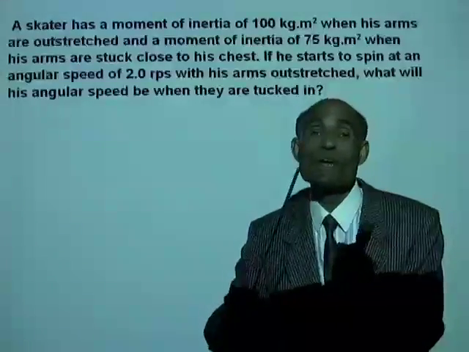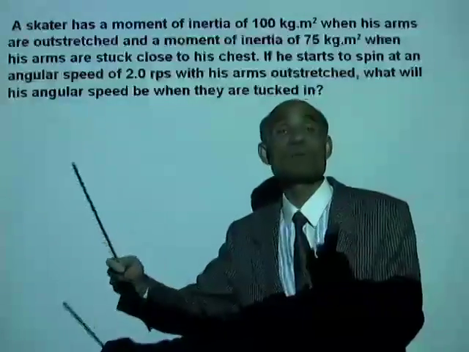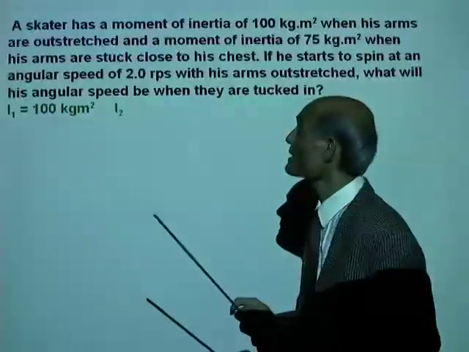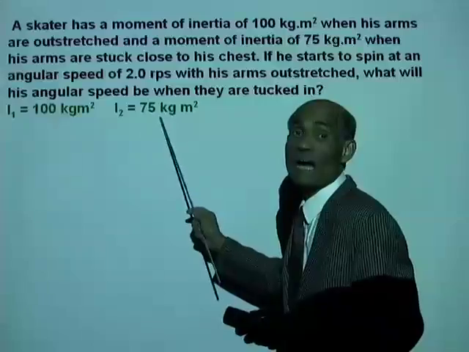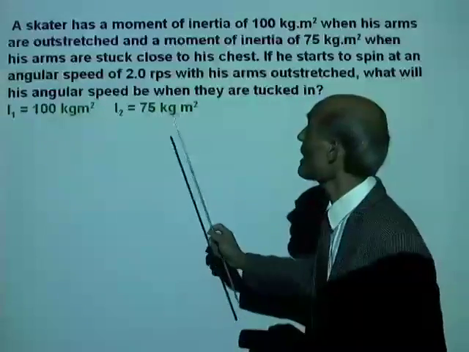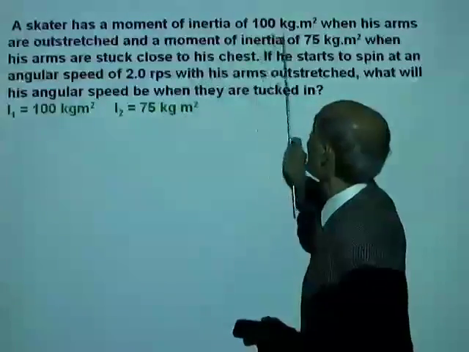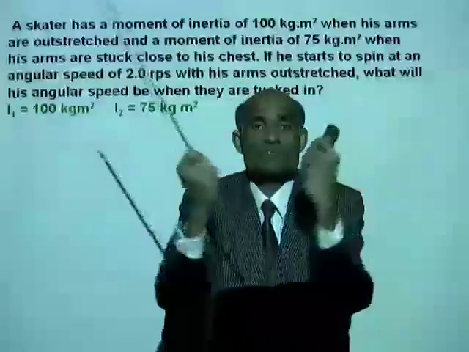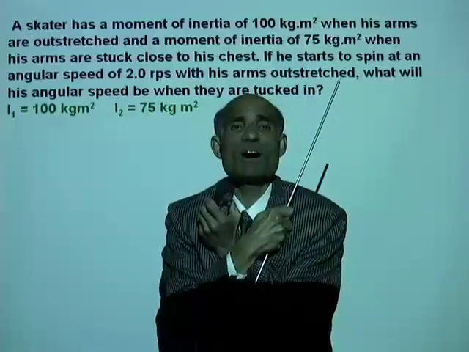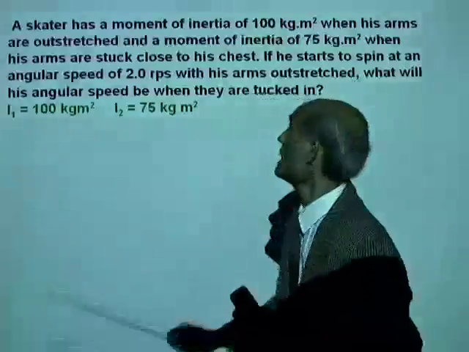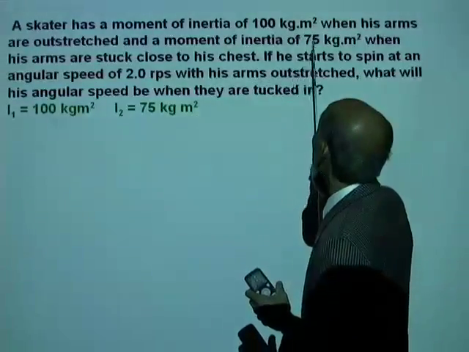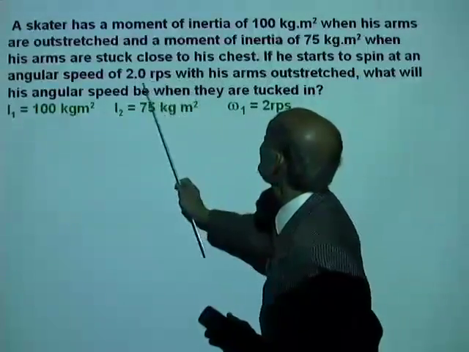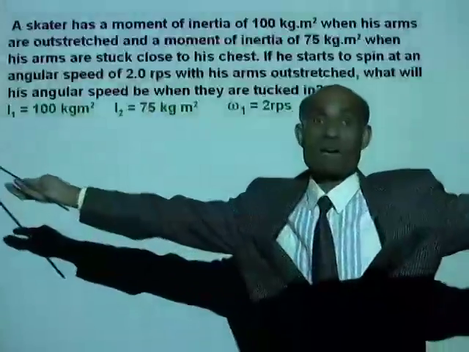I1 omega 1 equal to I2 omega 2. I1 is 100 kilogram meter squared and I2 equal to 75 kilogram meter squared. I1 is the moment of inertia when his arms are outstretched. I2 is the moment of inertia when the arms are tucked in. Now, what is the angular velocity initially when the arms are outstretched?